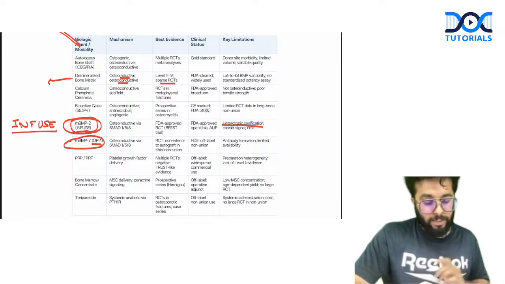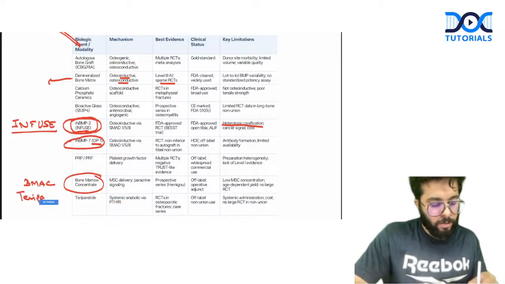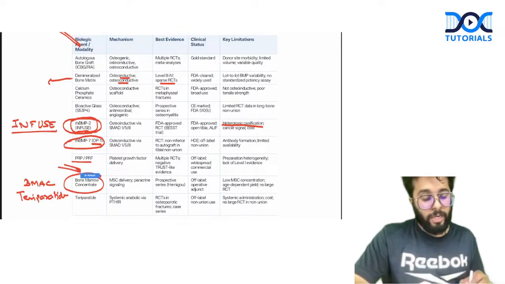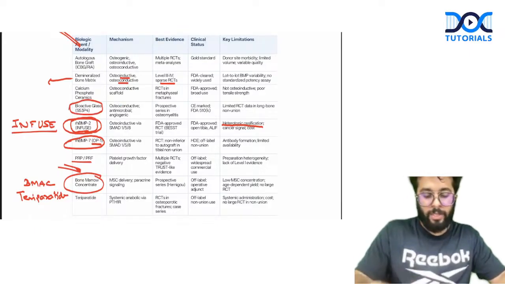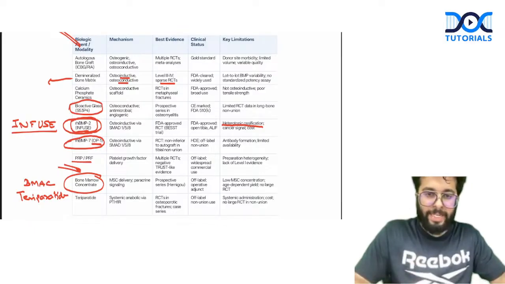So these are the things you should mention: bone marrow concentrate, BMAC. You should mention teriparatide as well. You should also mention PRP, very important and very commonly used, as well as bioactive glass because of its antibacterial effect. I think this will be all. You'll do very well if you go through all these slides and maybe watch this video lecture a few times. You'll be able to answer any question on the given topic. Thank you.